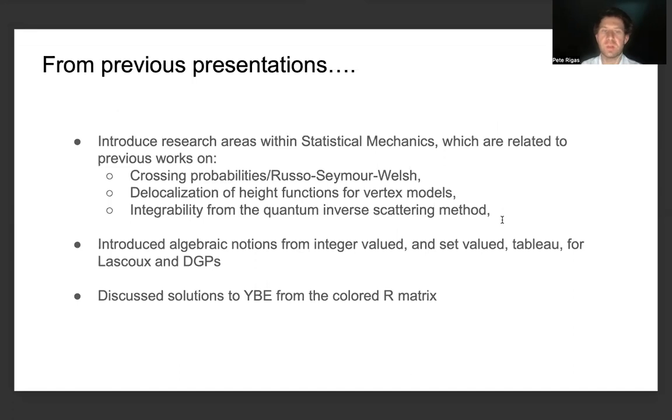some previous works on crossing probabilities in Russo-Seymour-Welsh, the localization of the height function for vertex models, as well as integrability conditions and further developing on notions of integrability with computations with the Poisson bracket with the quantum inverse scattering method, which was originally applied in seminal work for Hamiltonian methods and Hamiltonian systems.